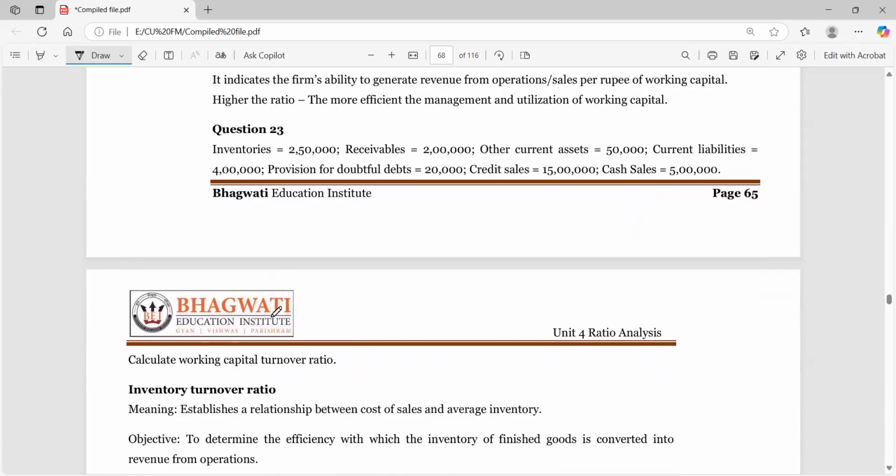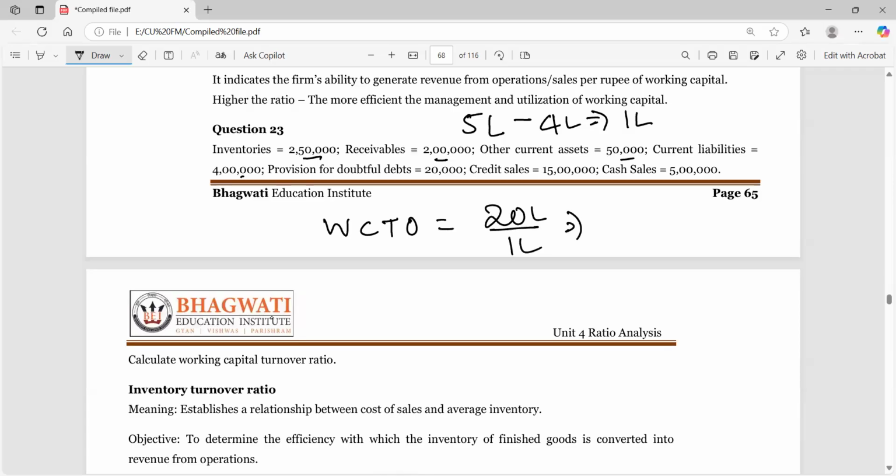Calculate working capital turnover for this. Current asset will be 250 plus 2 lakh plus 50,000. Current asset is 5 lakh minus current liability is 4 lakh. Working capital is 1 lakh. What are the sales? 20 lakhs. So working capital turnover ratio is equal to 20 lakh by 1 lakh. We get 20 times. Clear? Any doubt in this? Did everyone understand? Right?